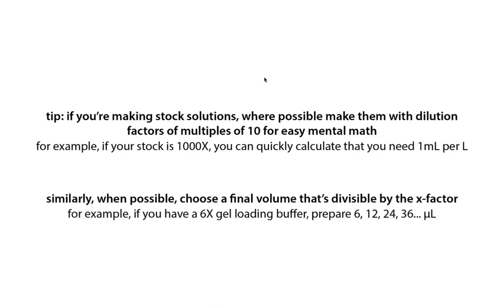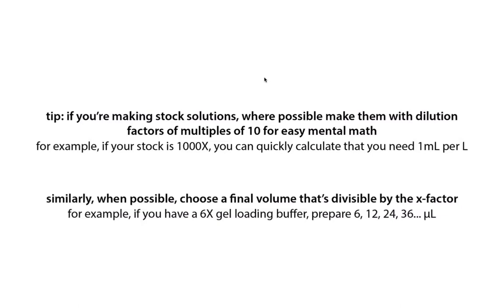And we also, when possible, choose a final volume that's divisible by that X factor. So for example, if we have a 6X gel loading buffer, we might prepare 6 microliters or 12 or 24 or 36. And that way we would add 6 divided by 6 is 1, or 12 divided by 6 is 2, or 24 divided by 6 is 4, or 36 divided by 6 is 6. You get the idea that basically we can use round numbers. So that's convenient.